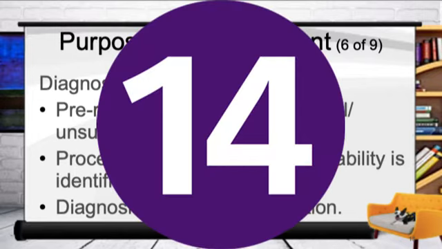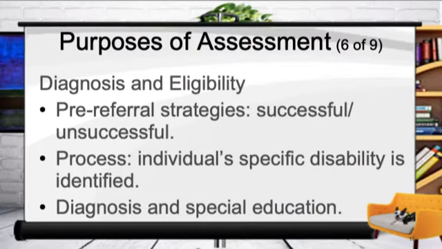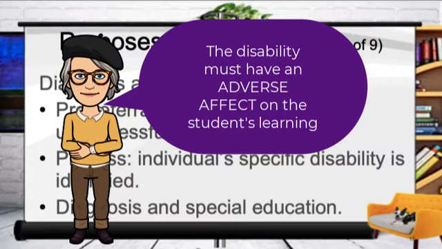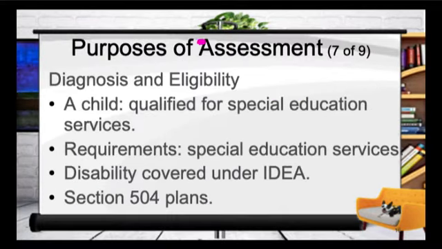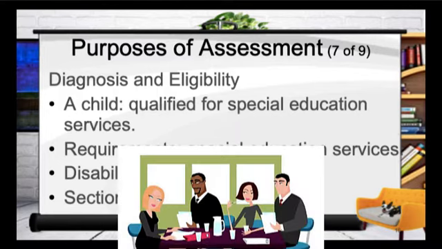IDEA identifies 14 disability categories. Make sure you study those from Chapter 1. But unless the student is diagnosed with one of those 14 disabilities, the child isn't eligible to receive special education services. And remember that simply having a disability or a condition or a syndrome does not guarantee that a student will be eligible for special education services. When we talk about eligibility for special education, we're talking about when the child becomes qualified to receive special education services, and that determination is made by the multidisciplinary team or the IEP team.